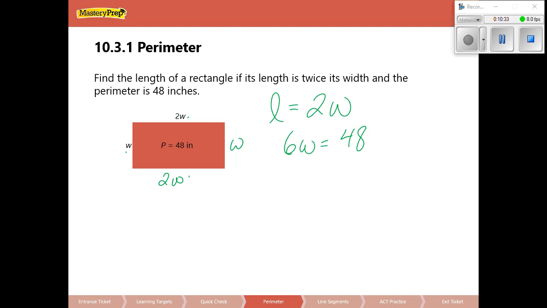What do we do next? Divide 48 by 6, which is? And that makes the length what? So our dimensions of this here would be 8 by 16. That's not too bad, is it?